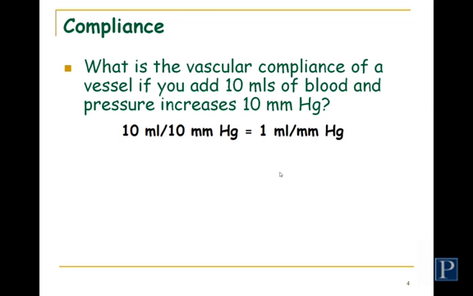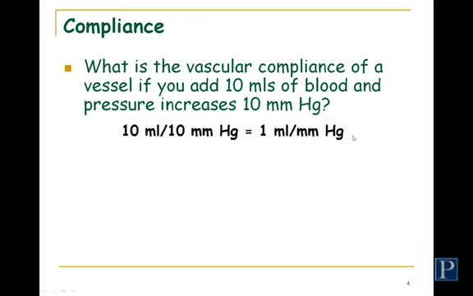What you'll get, if you set it up, compliance is the change in volume, and we put 10 mils in, so that's the change in volume. The pressure changed 10 millimeters of mercury. 10 over 10 is 1 mil per millimeter of mercury. These are the units.